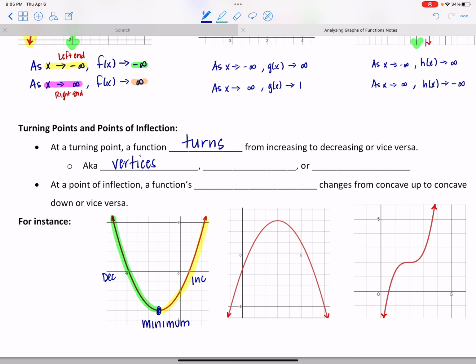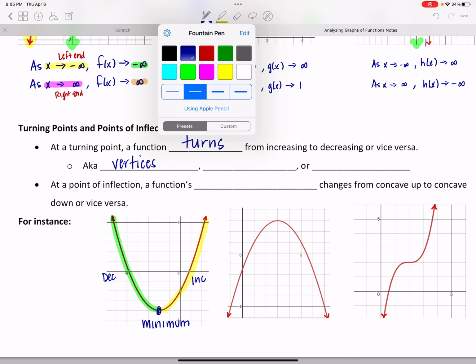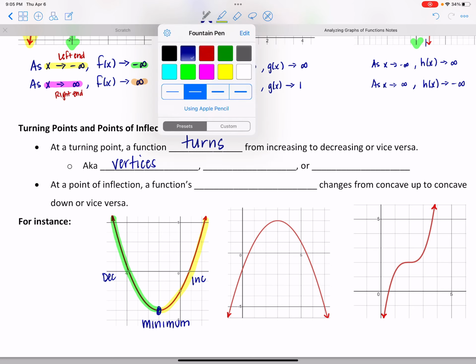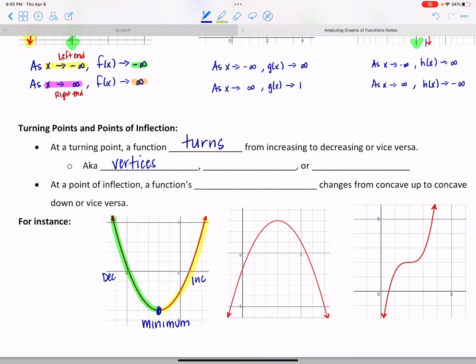For now, just know if you have like the bottom of a hill, where your graph is changing from decreasing to increasing, turning from decreasing to increasing, that you have a minimum point on the graph. It also means that this parabola is concave up. So concave up, another word we're going to throw in there, and I'll put that in just a minute. So vertices or minimums.